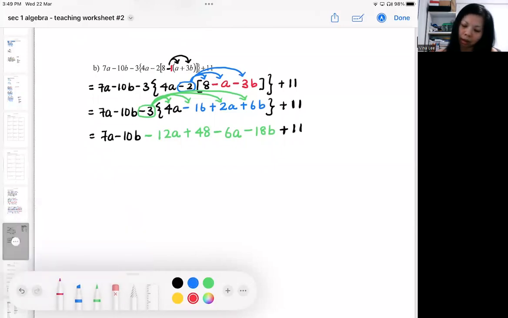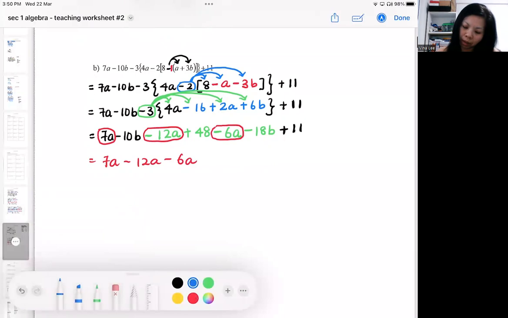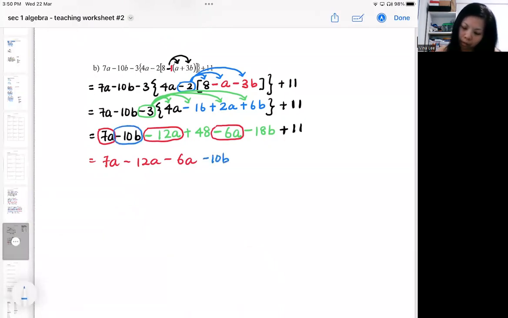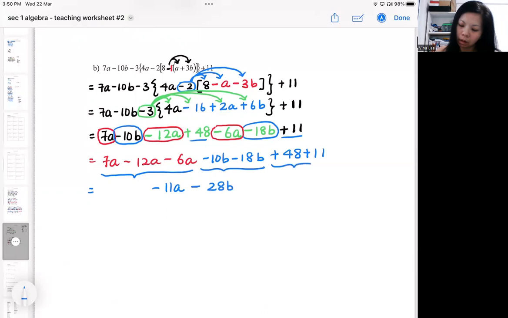Okay, then now I'm going to be organizing them according to the like terms. I'm going to look for all the A. Can you see I'm looking for all the A? I try to circle them, then I try to put them together. Then I'm going to circle my B. Then the last one will be the number. Then it's going to be so easy if you just left with the A. 7 minus 12 minus 6, so that will be minus 11. This will be a minus 28. This will be a 59.